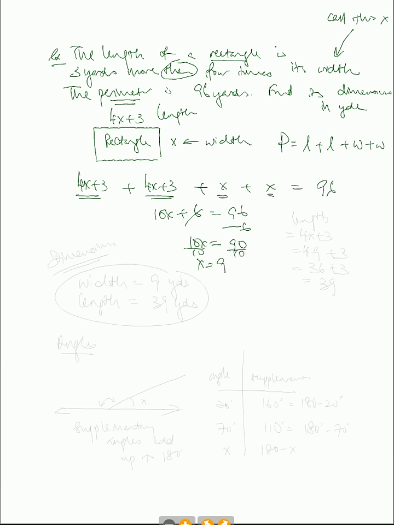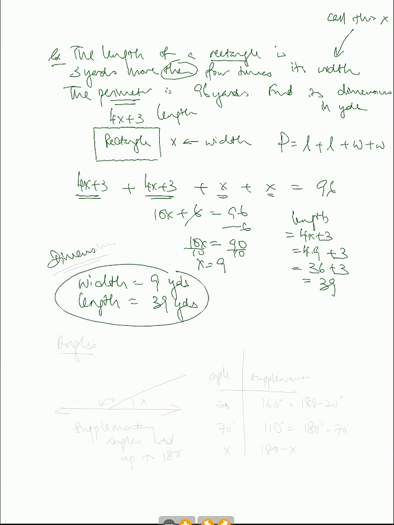Again, don't celebrate too soon. 9 is only the x, which is the width. So what this tells you is that the width is 9 yards. You still need to do some work to figure out the length. To find the length, you notice it is 4x plus 3. So that's going to be 4 times 9 plus 3. 4 times 9 is 36 plus 3, 39. So that tells you that the length is 39 yards. This is what you call dimensions.